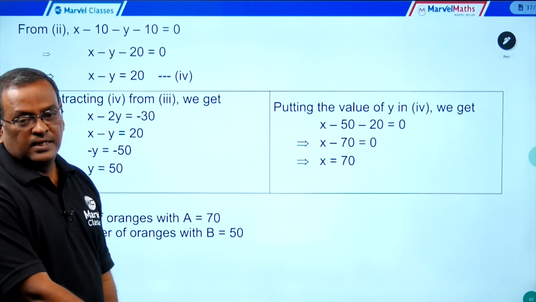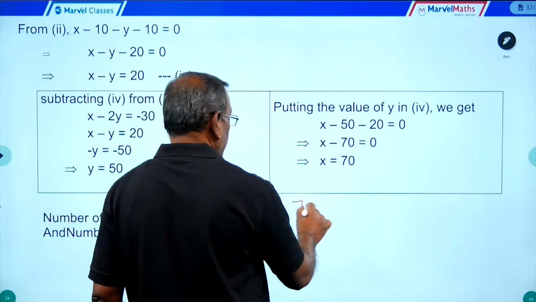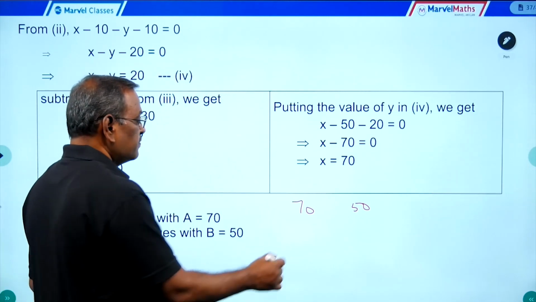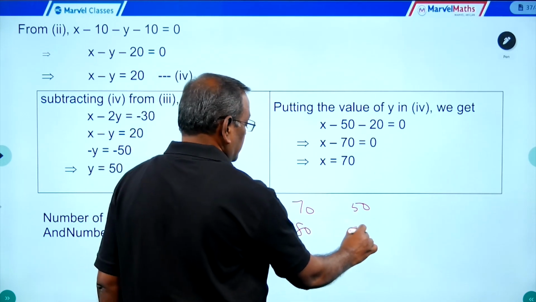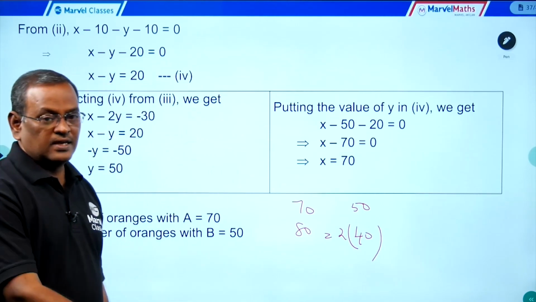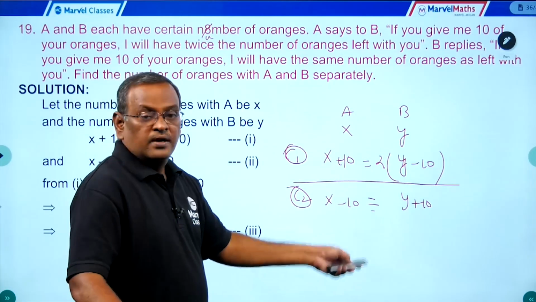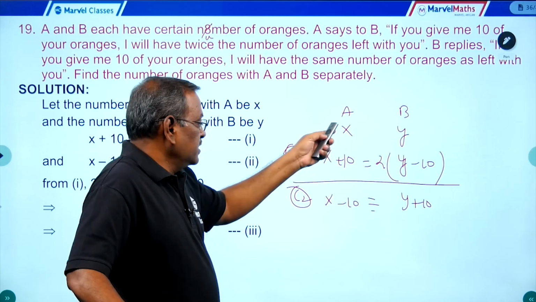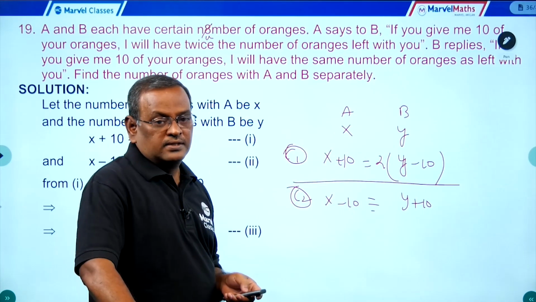I will check whether these two answers are correct or not. A has 70 oranges and B has 50 oranges. But if B gives 10 oranges, then it becomes 80 and this becomes 40, and this is nothing but twice of that. Yes, your answer is correct. This formation is very, very important. Always read the problem at least twice, write the given data in this order in the rough column, and then write the final answers.